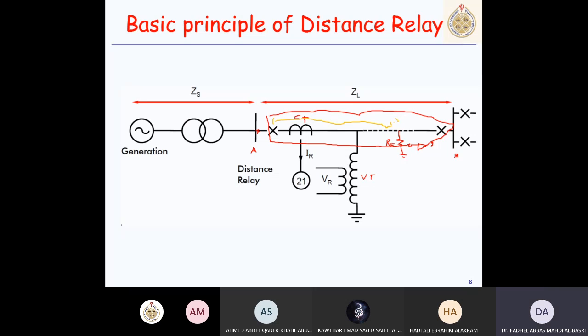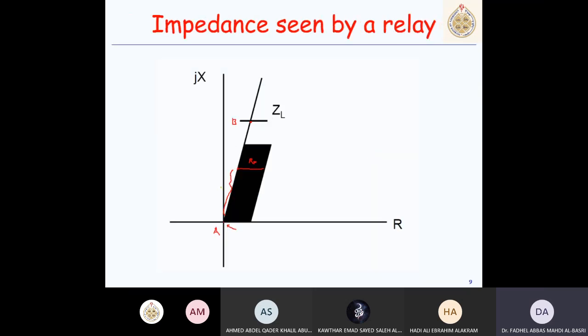So the impedance from here to here is 50%, so it is 0.5 of ZL plus this ZF. So that's 0.5 of ZL, which is this value, plus this one, RF. That gives me this apparent impedance seen by the relay. The relay will see this. This is Z measured by the relay.